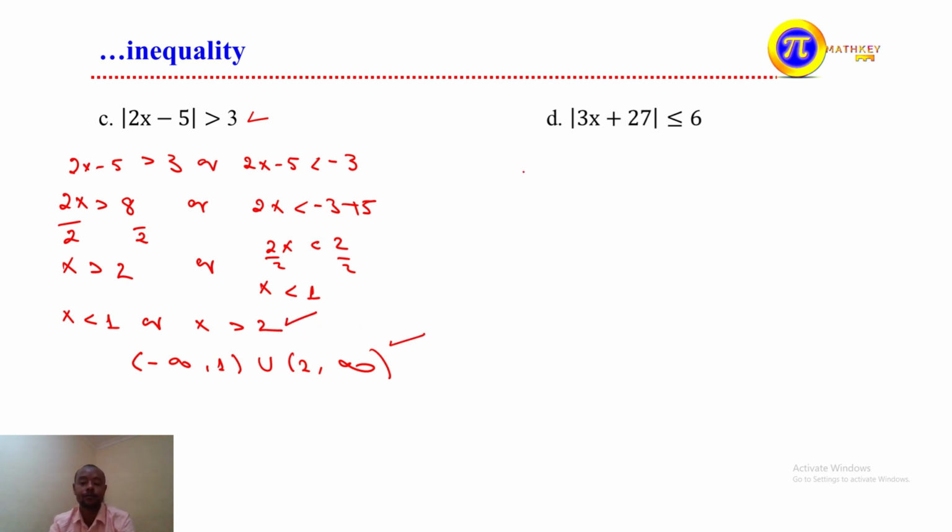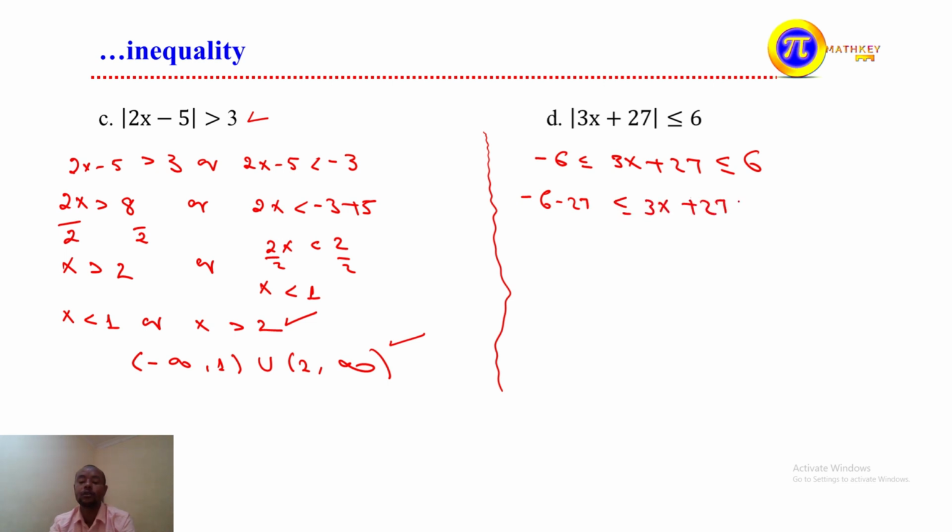Both are the same. In the case of 3x plus 27 less than or equal to 6, as we did before, since 6 is positive, this implies negative 6 is less than or equal to 3x plus 27, which is also less than or equal to 6. We take 27 from both sides. Since it is plus, subtract 27 in all cases.